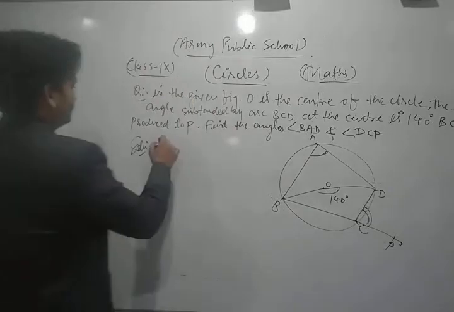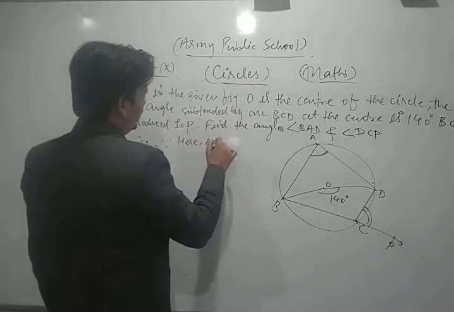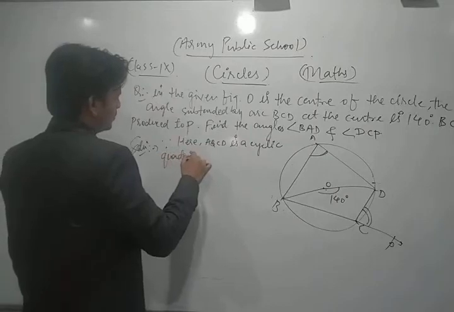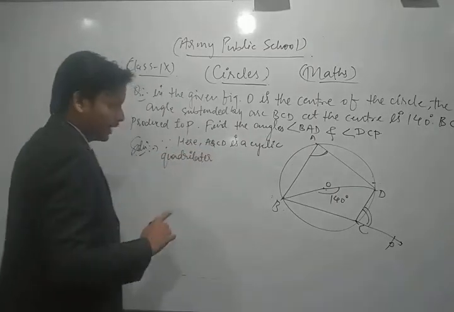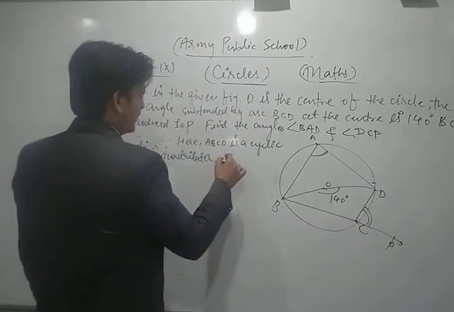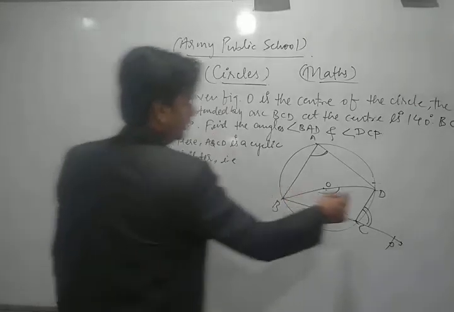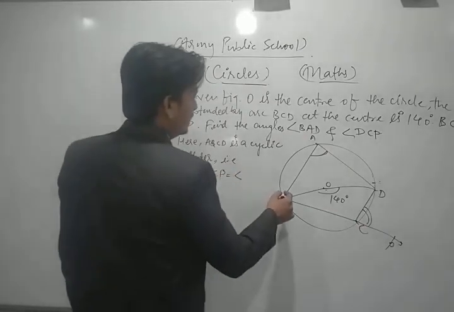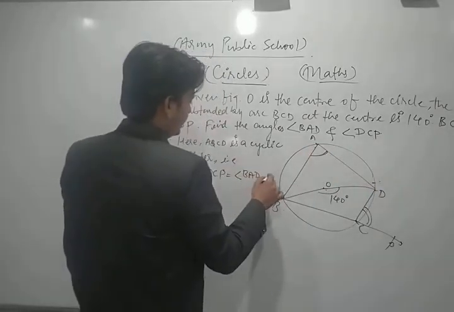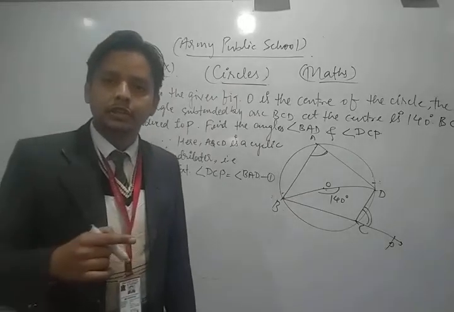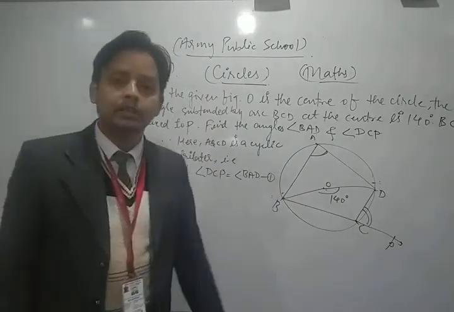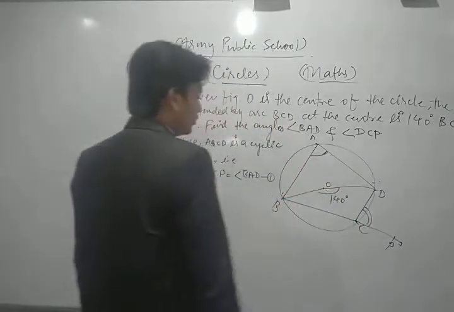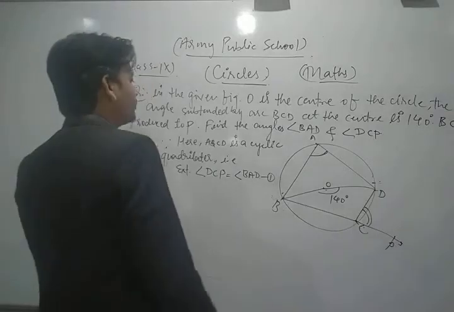So now look, since ABCD is a cyclic quadrilateral, the exterior angle DCP is the same as angle BAD. We know that if one side of a cyclic quadrilateral is produced, then the exterior angle is always equal to the opposite interior angle. So according to that theorem, angle DCP is the same as angle BAD. So for finding the value of angle DCP, first of all we find angle BAD.